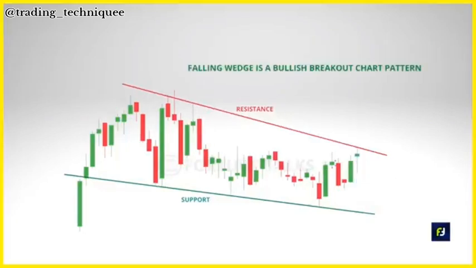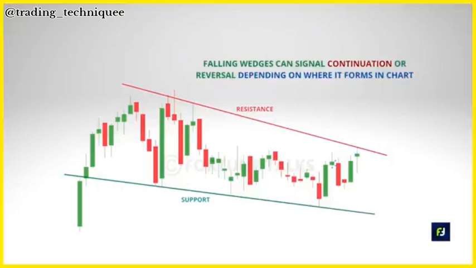Now in contrast to patterns like symmetrical triangles, which have no definitive slope or bias, the falling wedge should slope down and we have a bullish bias. As with rising wedges, the falling wedge is also one of those challenging patterns to trade. The falling wedge is seen as both a bullish continuation and a bullish reversal pattern, which gives rise to some confusion in the identification of the pattern.